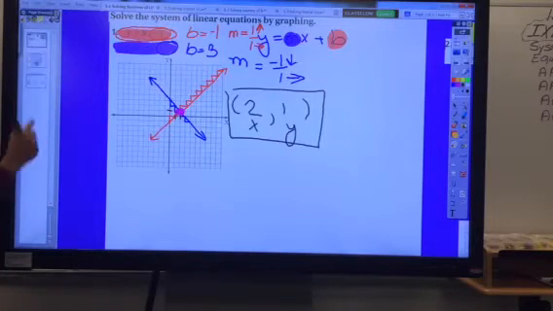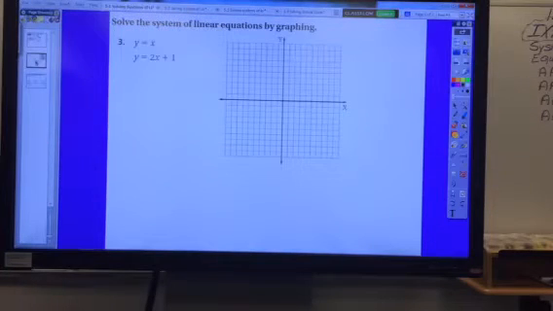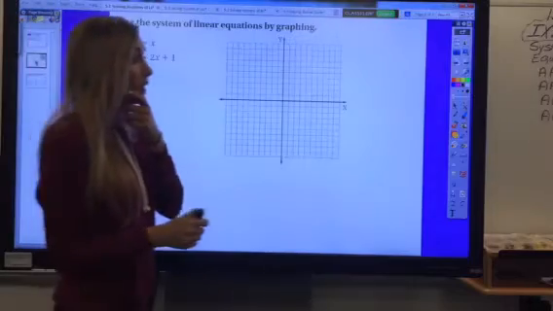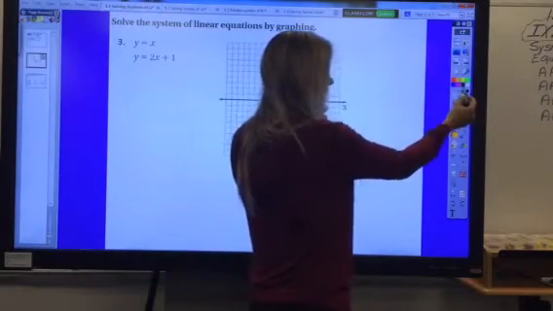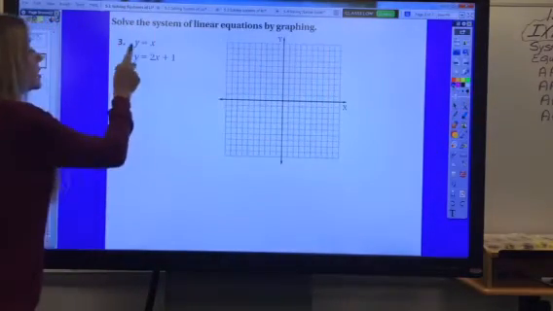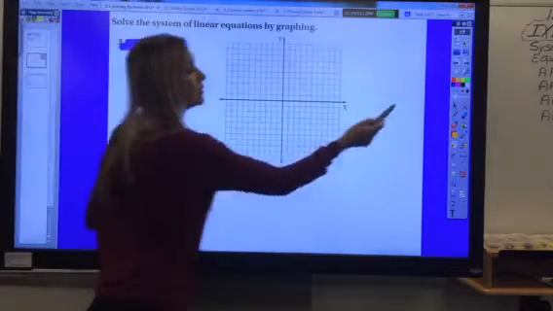Let's look at another problem real quick. In here. Wow. All right, so I do have two equations, and I'm going to color code them for you guys. One is in here.